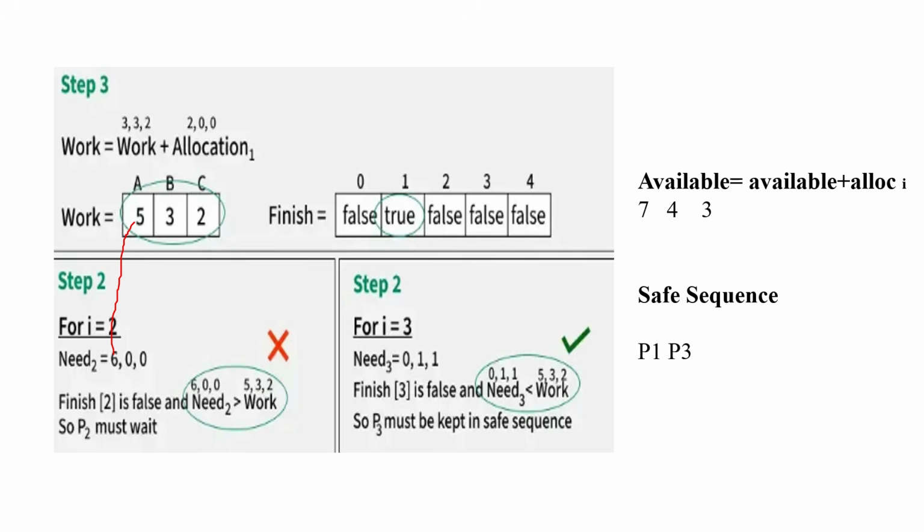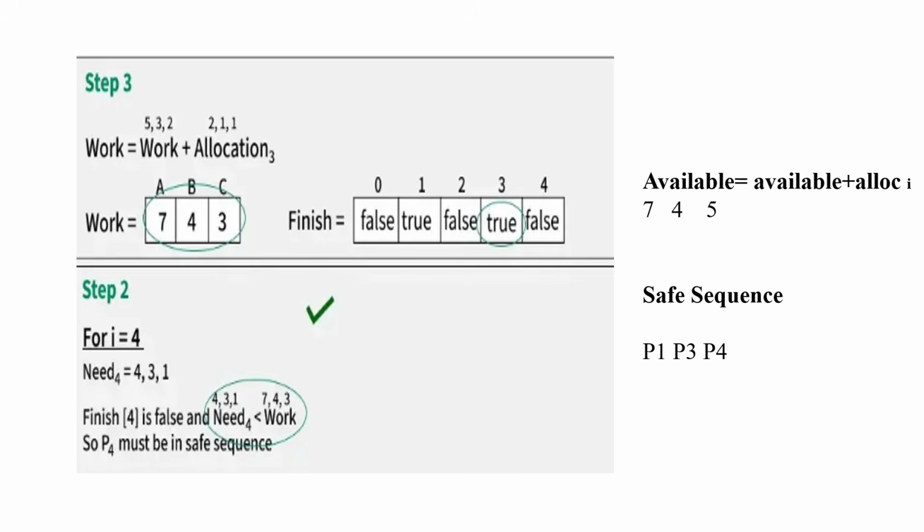So in my safe sequence, P3 will be added and I have to update the available value. So for the next step, my available would be 7 4 3. And I have to make my P3 as true. So in the next step, I am proceeding with P4. P4 needs 4 3 1. Available is 7 4 3. It is possible to provide that resource. So I can complete my P4.